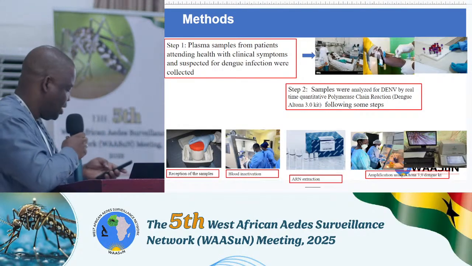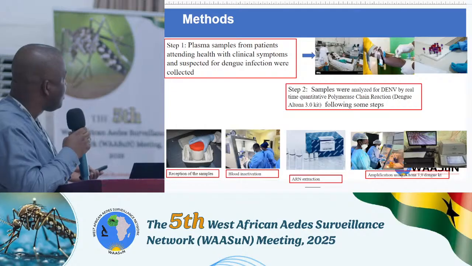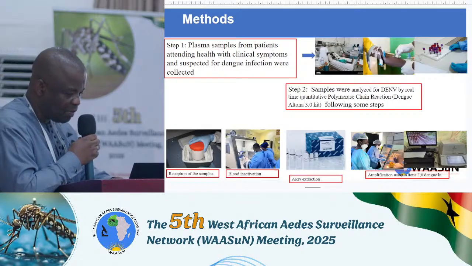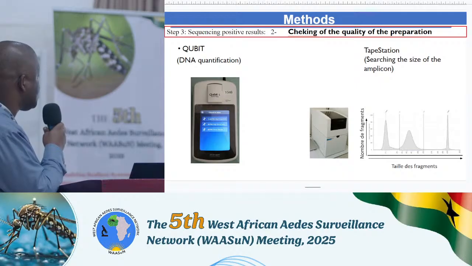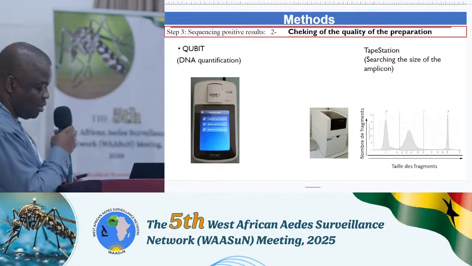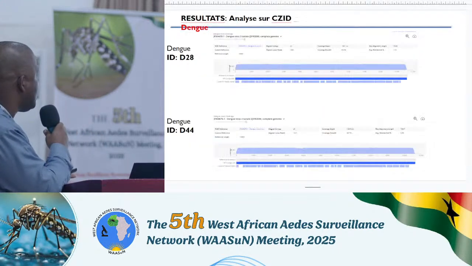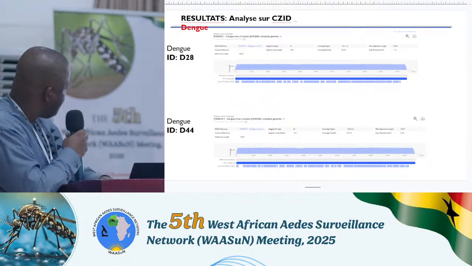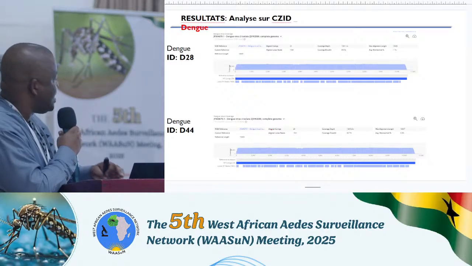Therefore, the first thing you have to do is prepare your library. If someone is familiar with sequencing activity, they can understand what we are saying here. I don't want to go deeply into this activity. After that, we use Qubit to quantify the DNA, and also the TapeStation in order to check the size of the amplicon. The results of our sequencing show that 4 samples were positive for dengue, as you can see here: D28, D40, D6, and D23.